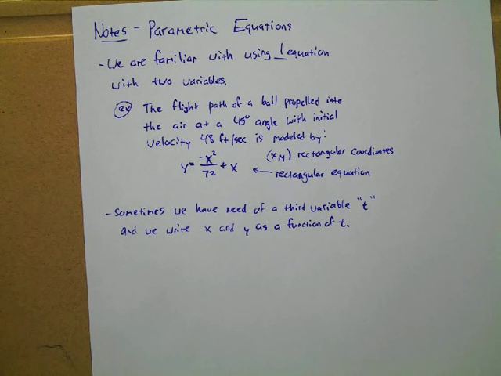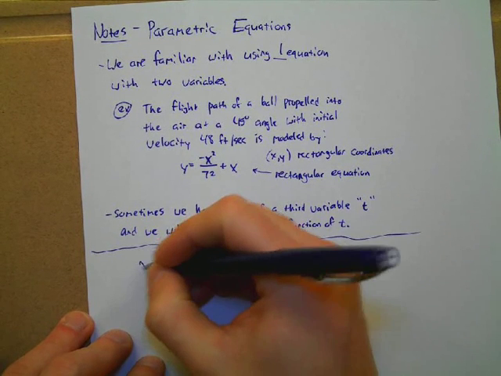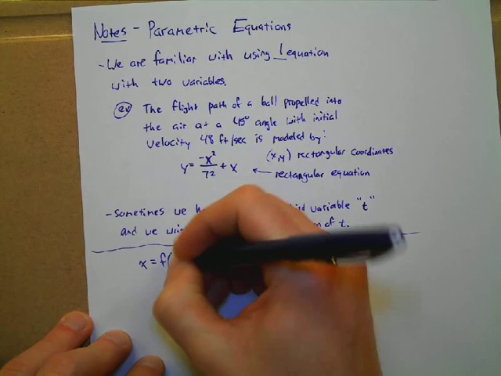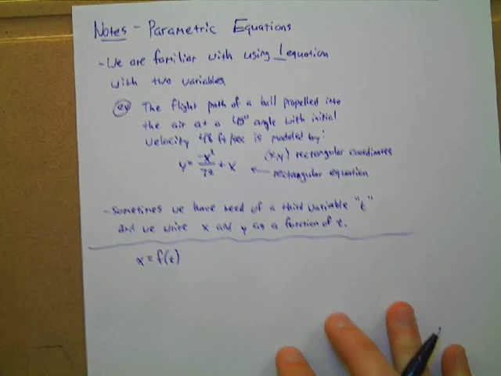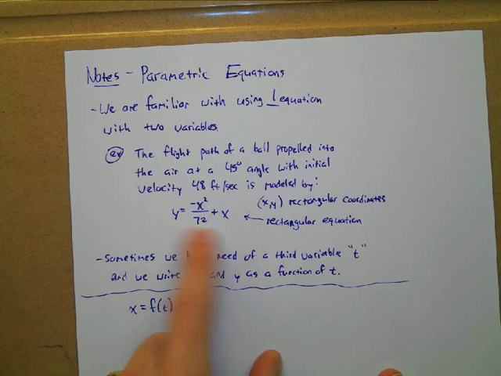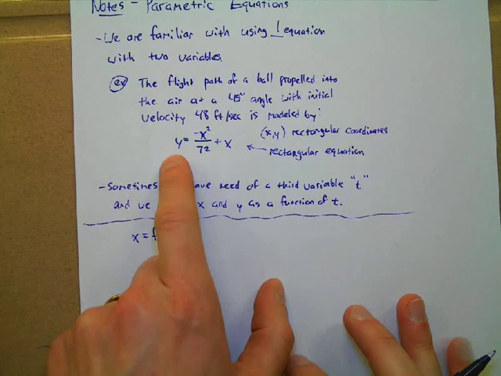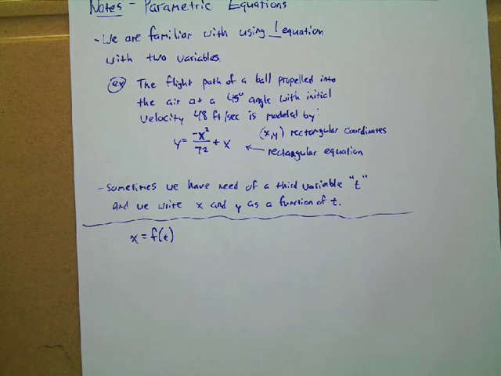So, for example, you might see something like this. x is equal to f of t. So x is some function of time, that horizontal position. Okay. So, again, instead of describing this as horizontal position and vertical position, if you remember, we talked in the past about independent and dependent variables, right? In this case, x is typically the independent variable.